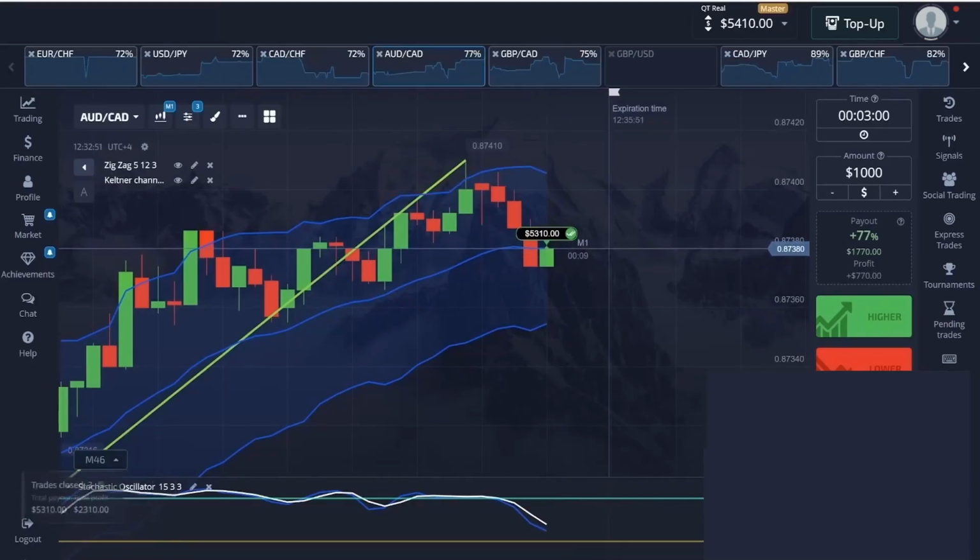And great! I won the first win, the first trade. Great.